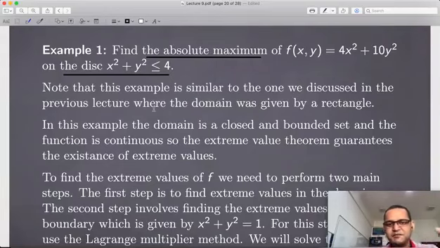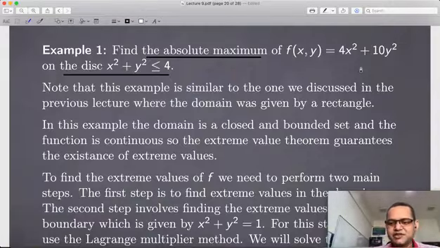Okay, so for example, even in this example, if I ask you to find the absolute minimum, what will happen? Look at this function. There is an x square, there is a y square, and the domain is a disk which contains the point (0, 0). So without anything, you will be able to see that the minimum is going to be 0 only at the point (0, 0), because when x and y, one of them is non-zero, the value is positive. So we have to be careful.